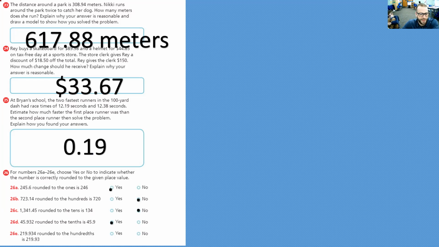That'd be good because you see that the smallest value is the tenths place, and that's accurately rounded to the tenths place. Last one. We have 219 and 934 thousandths, but we're rounding it to the nearest hundredths place. Is it 219 and 93 hundredths? What do you think? He says yes. He's going to end it on a correct answer.